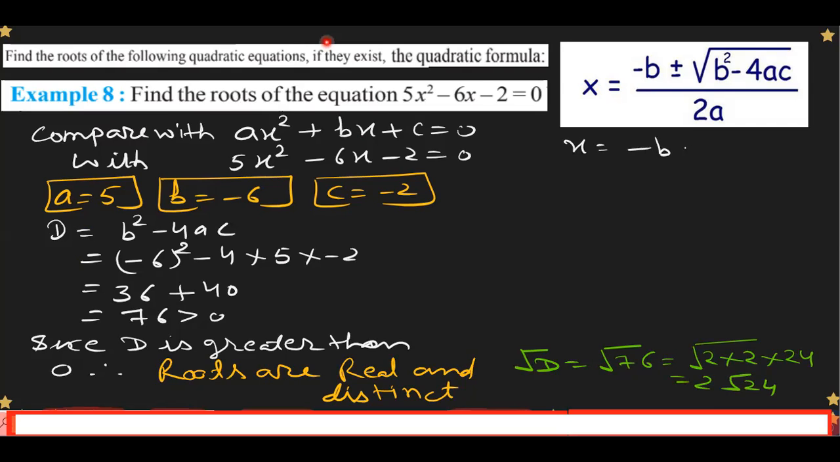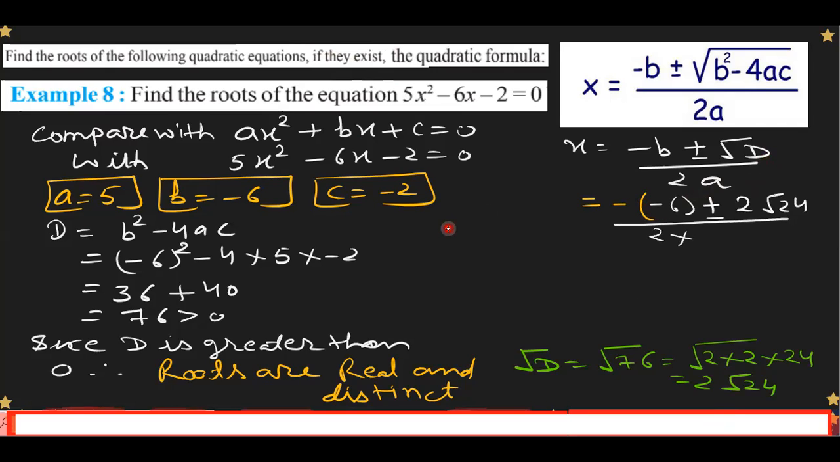here x is equal to minus b plus minus square root of d upon 2a. Because in place of b square minus 4ac, we can put here d. What is d? 76. What is the square root of d? 2 root 24. So we can put here further. वैल्यू पुट करते वक्त बहुत ध्यान रखें, माइनस एज इट इज, and in place of b, that is minus 6 plus minus square root of d is 2 root 24 whole upon 2 into a. A is 5. So minus minus plus 6, that is 2 root 24 upon 10.